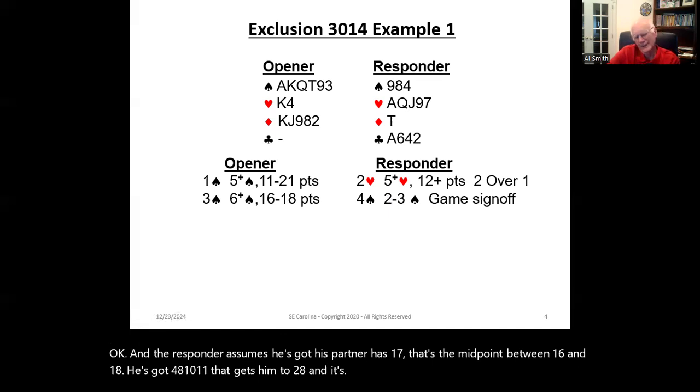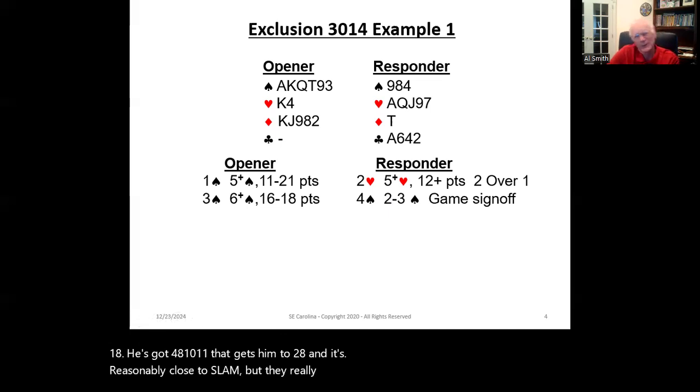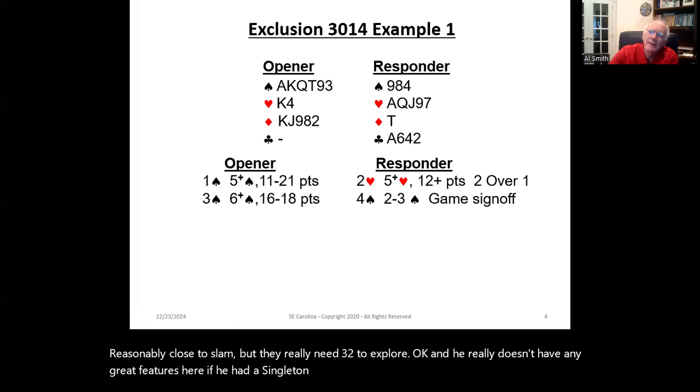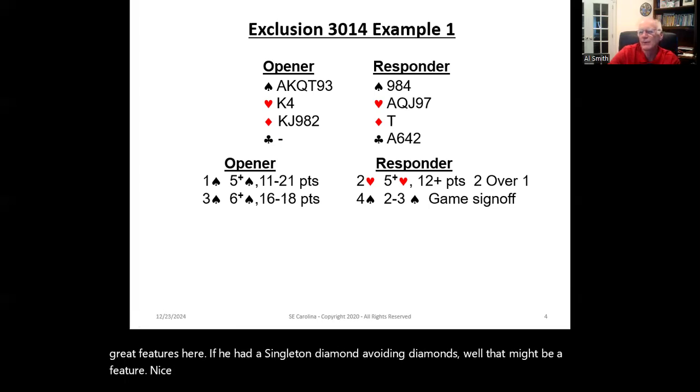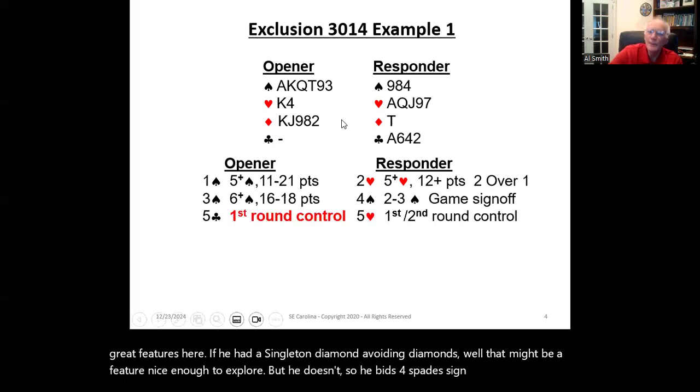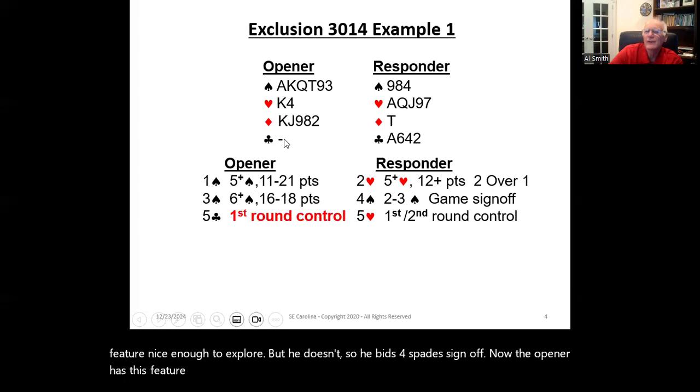reasonably close to slam, but they really need 32 to explore. He really doesn't have any great features here. If he had a singleton diamond, a void in diamonds, well, that might be a feature nice enough to explore, but he doesn't. So he bids 4 spades to sign off. Now the opener has this feature over here, this void in clubs. If he knows that his partner has his points in the other suits, they've got a fantastic opportunity to bid slam.